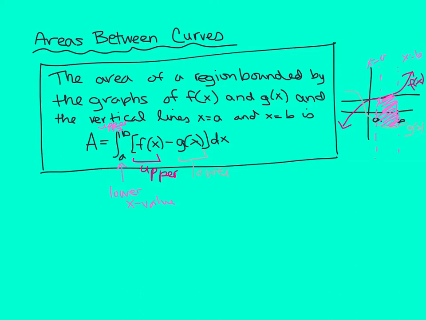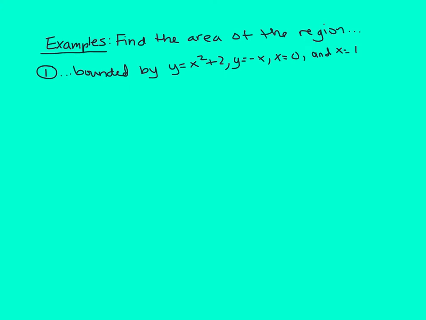So just note that. So my first example, we are going to find the area of the region bounded by y equals x squared plus 2, y equals negative x, x equals 0, and x equals 1. I highly recommend for all of these problems that you draw a graph. Drawing a picture will help you immensely, and it will prevent you from making major mistakes. So please draw a graph. Actually, go ahead, pause the video, and I want you to draw a graph of these four things.